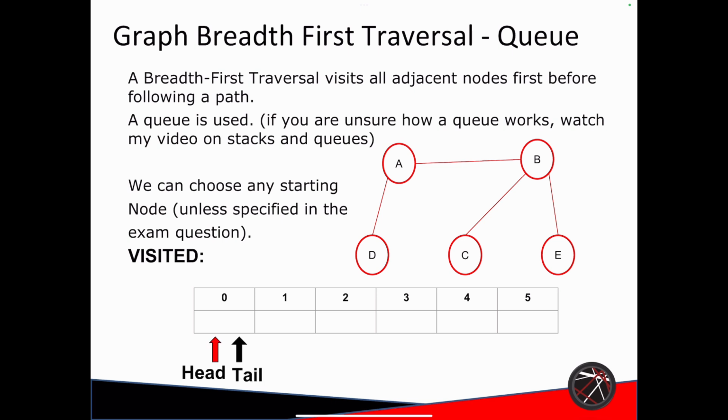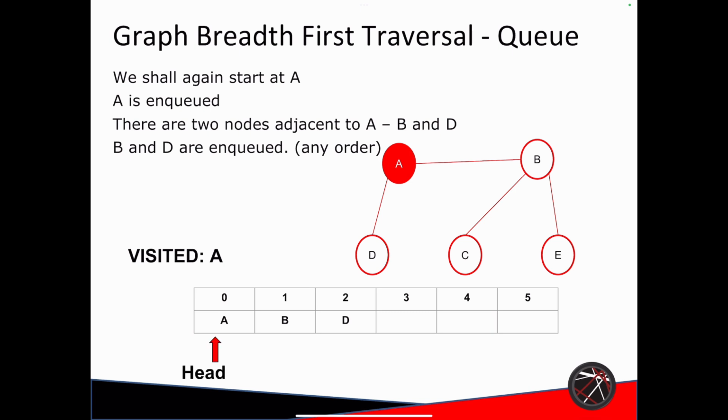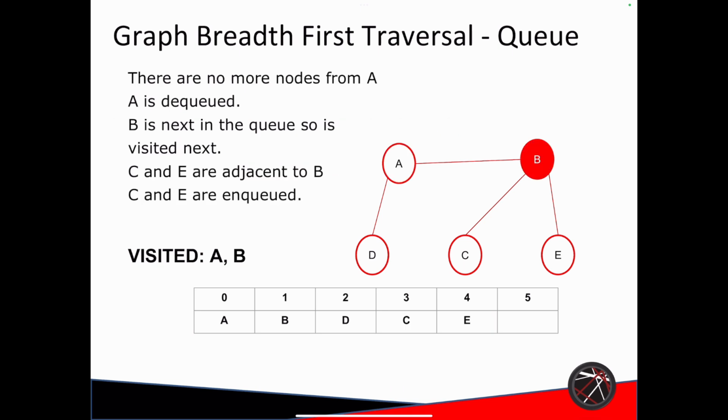Again, we have a head and a tail. Our head starts at A, we then add in both B and D. There's no reason why I did it A, B, D, other than it's alphabetical order and therefore feels logical, but I could equally have written A, D, B. The tail has moved across. What that means then is I've completed A. I then move across, because B is the next in the queue, I therefore visit B.